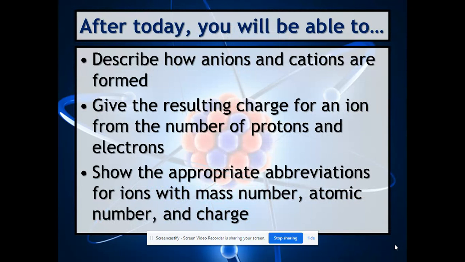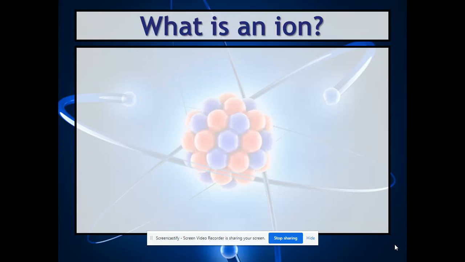Okay. So our goals for today are to describe how anions and cations are formed, the difference between those words, and then give the different charges for an ion based on the number of protons and electrons. So to practice with using those, and then show the appropriate abbreviations for ions using some boxes and some setups there.